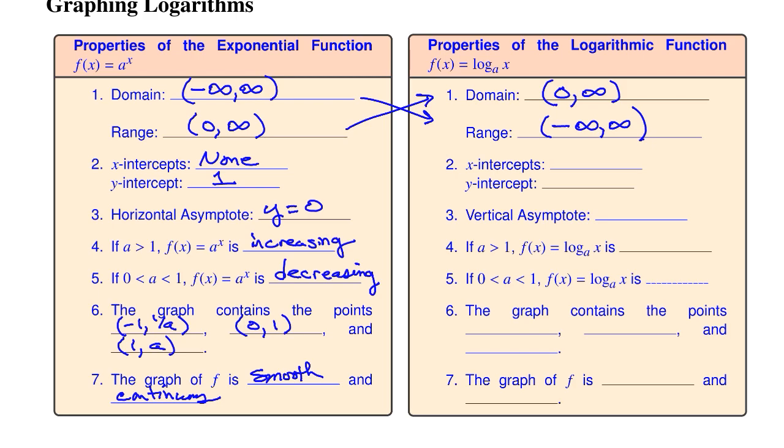Now what this means is that you can never take the log of 0 or any negative number. If you ever try to take the log of 0 or a negative number, you get undefined. If you do it in the calculator, you get an error.